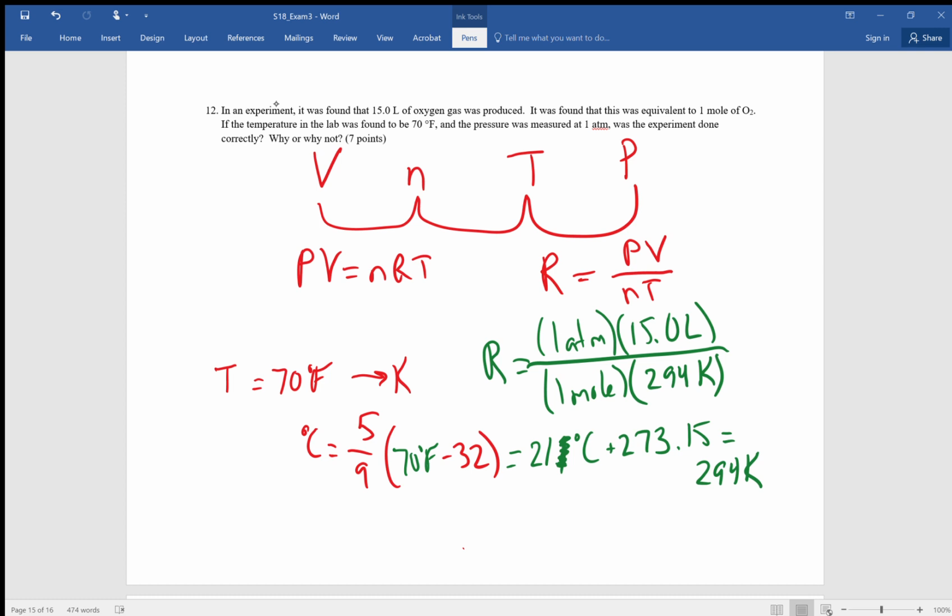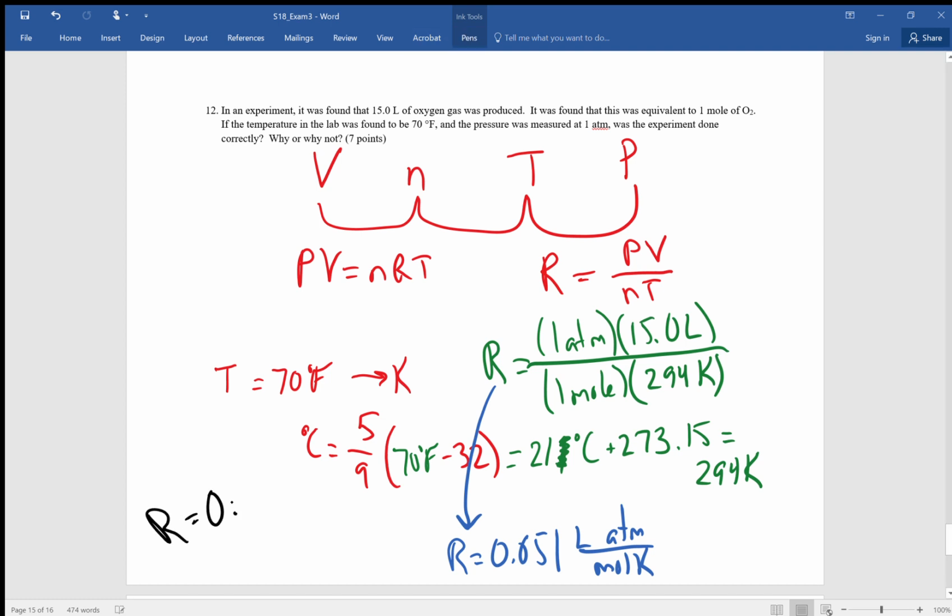We'll now shift our answer down here. When we calculate R here, we get R is equal to 0.051 liters atmospheres over moles Kelvin. Now the known value of R is 0.08206 liters atmospheres over moles Kelvin.